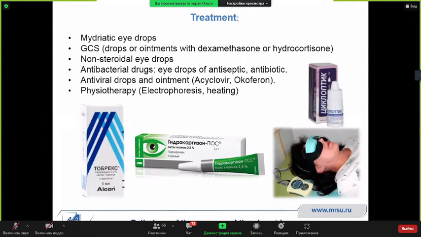About treatment of iridocyclitis and pars planitis. Mydriatic eye drops, of course, corticosteroid drops and combined drops with dexamethasone and hydrocortisone and sometimes with antibiotics. Non-steroidal eye drops, antibacterial drugs in iridocyclitis can be used if we know that it is a bacterial process. Antiviral drops and ointments, it's acyclovir or ocoferon, due to the herpetic process. Physiotherapy can be used too if we have in clinic these devices.